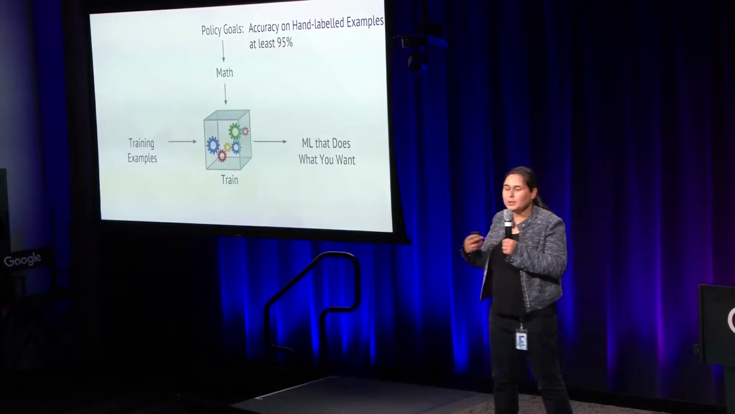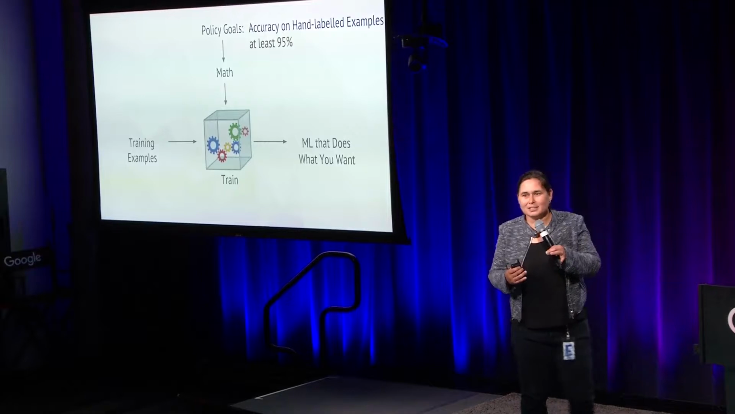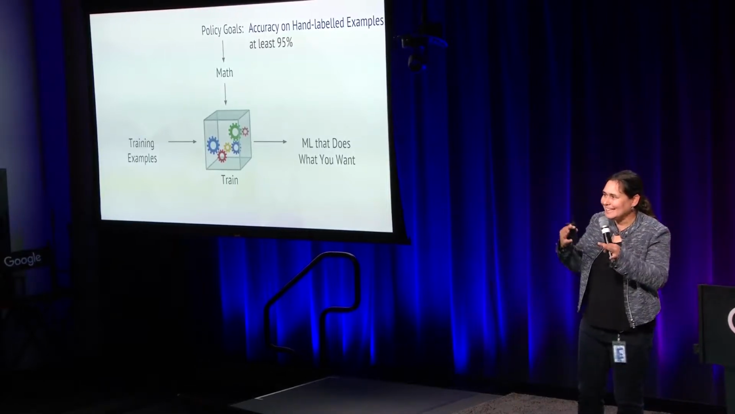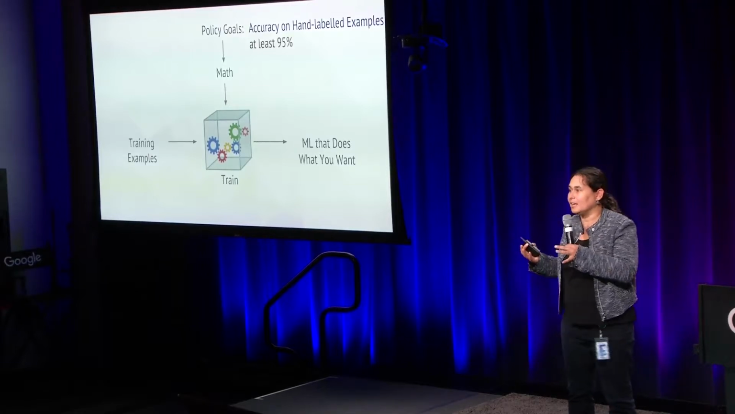Okay, so what else can we do to control machine learning? Well, sometimes it's hard to state what you want. Sometimes it's hard to really express in language what you want. But what you can do is look at examples, because we're very good at thinking about examples.